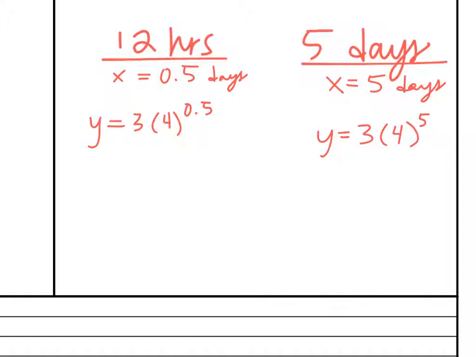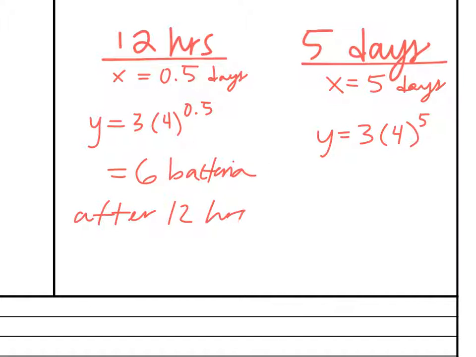Emily, how much after 12 hours? 6. So 6, we'll say 6 bacteria, that's a population. 6 bacteria after 12 hours. Karen, what do you got for 5 days? 3,072. That is a lot. And that's after 5 days.